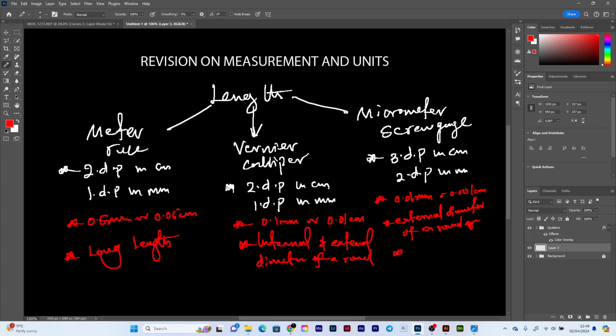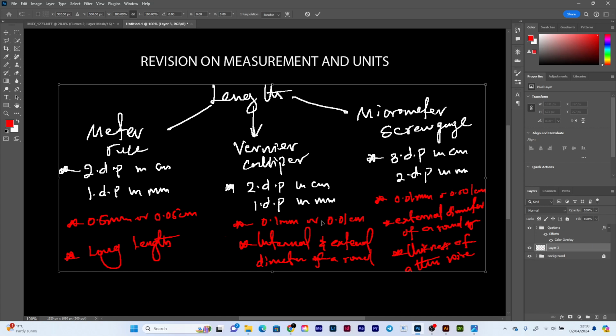It can also be used to measure the thickness of a thin wire. So this is what we use the micrometer screw gauge to measure: the thickness of a thin wire and the external diameter of a round object. The vernier caliper is used to measure both internal and external diameter of a round object, and the meter rule is to measure a long length. So basically, this is what the examiner wants to ask you under instruments used in measuring length.